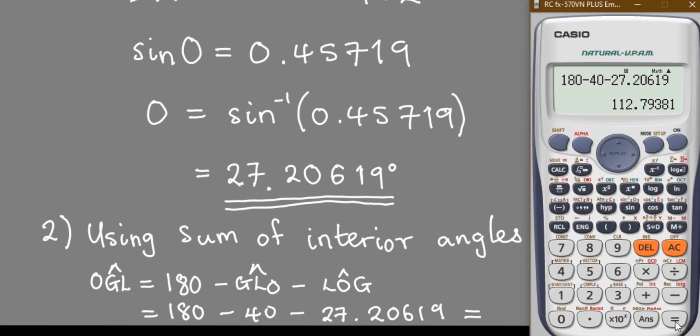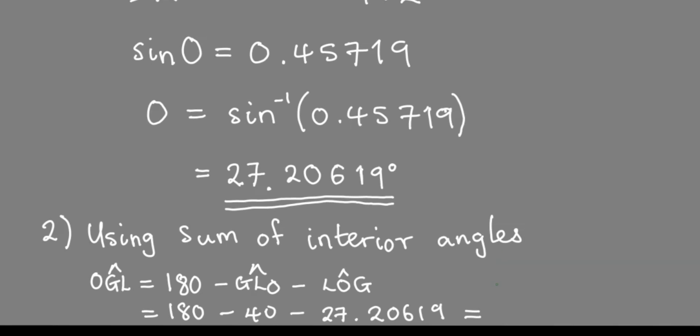So the angle OGL is equal to 112.79. The answer we're going to write here is going to be correct to 1 decimal place. That's what instructions or the information given to the candidate says on the first page of the examination paper. So it will be 112.8 degrees. This is our final answer.